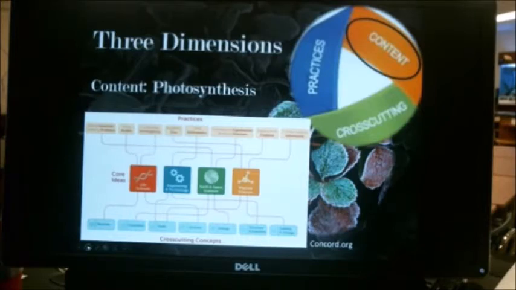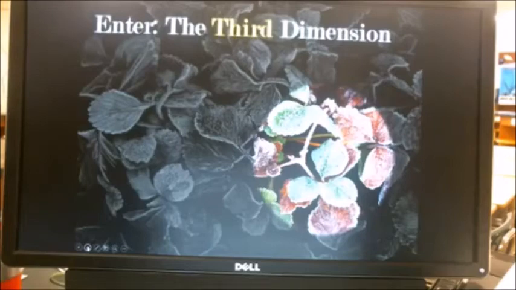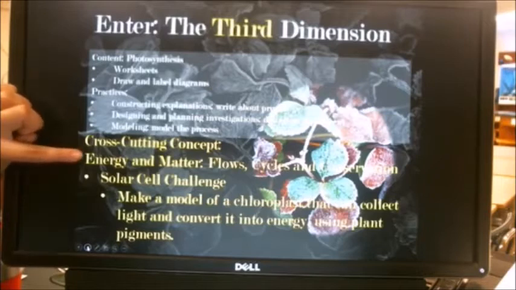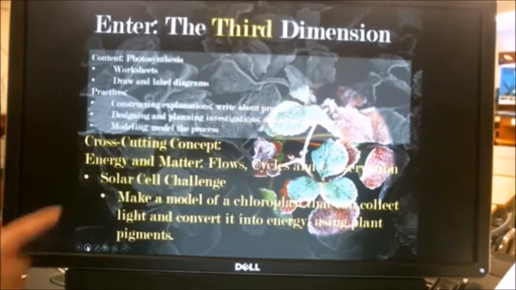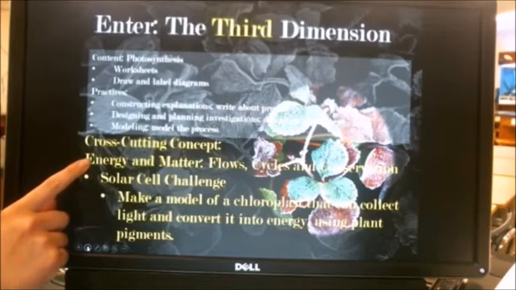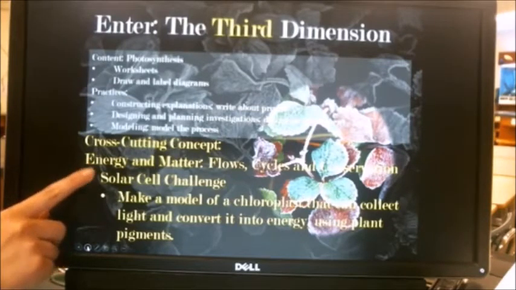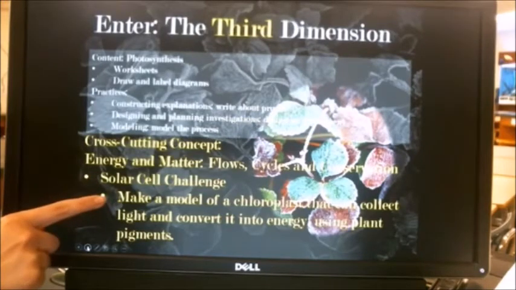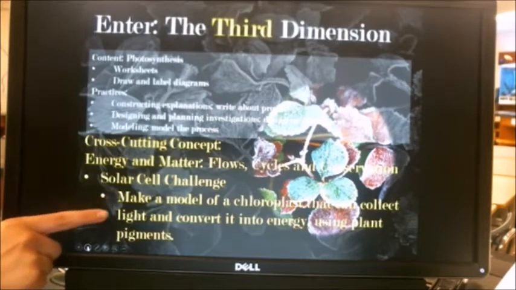I also challenged myself with adding the engineering practices into my teaching. I integrated the third dimension into my classroom, and that is the cross-cutting concept, the energy and matter: flows, cycles, and conservation. So the lesson that I designed for this cross-cutting concept with the content of photosynthesis and using the practice of engineering, I designed a solar cell challenge where students made a model of a chloroplast, a working model, and this model could collect light and convert it into energy.